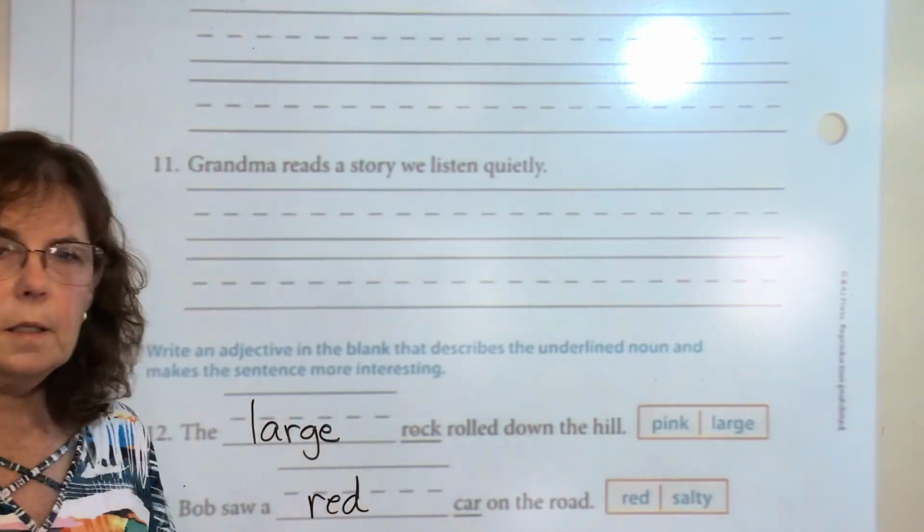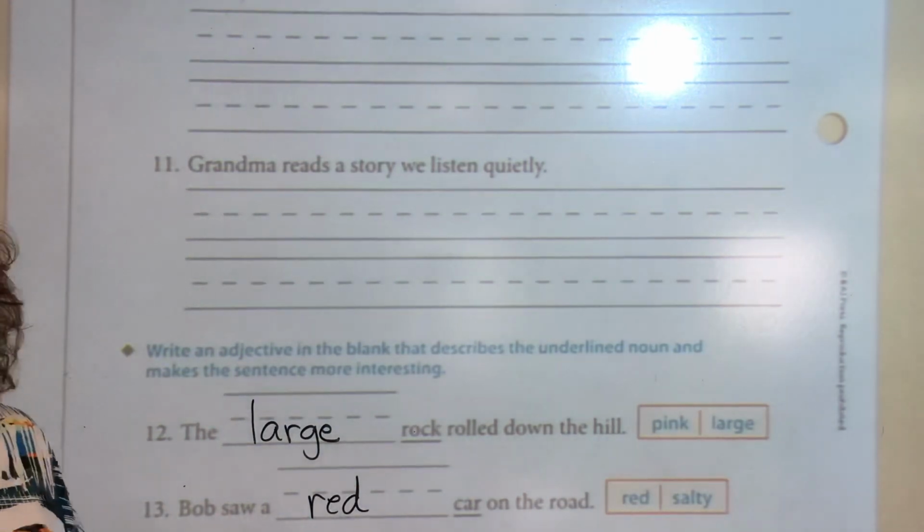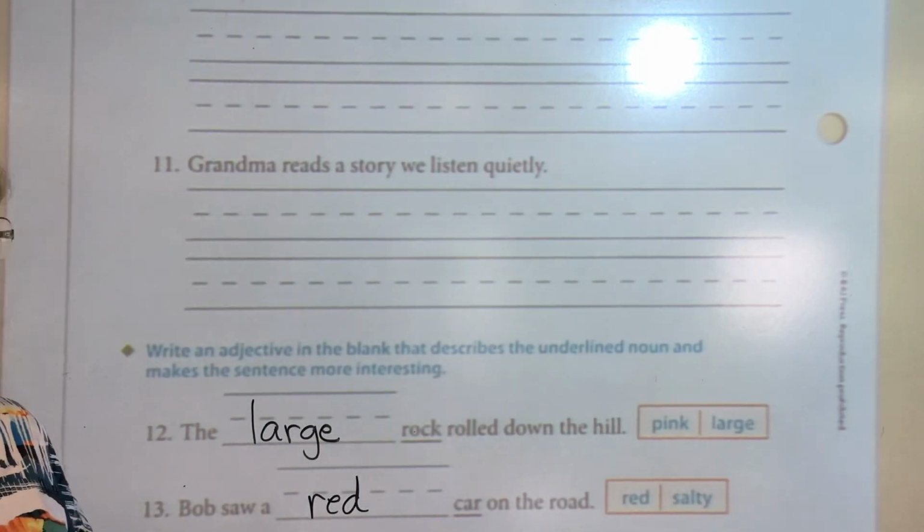Okay, after this lesson, when you're ready, you can do the chapter review and then take the test.